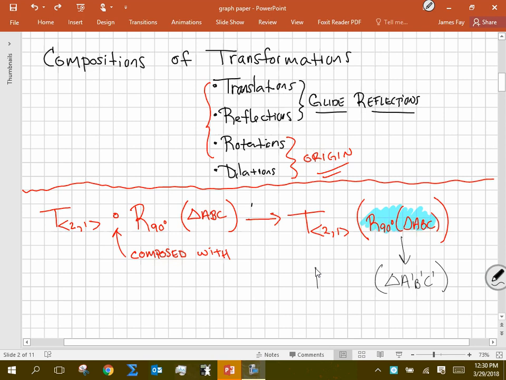And then we're going to apply the remaining transformation to that. Does that make sense? So you're going to start with a pre-image, do a transformation that creates an image. That image is now going to become a pre-image for another transformation. And then when we get that image, it may become a pre-image for a third transformation. Because we could do something like this.